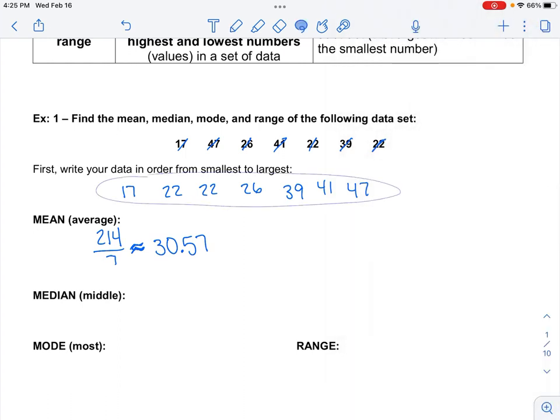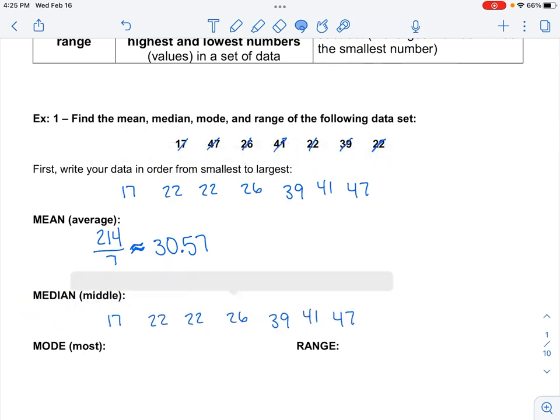For the median, we're going to use these numbers in order. Let me copy and paste them down here. And there's 2 ways you can do it. I know you can't see my fingers on the screen, but you can just cover up each number. So you'll cover up 17 and 47 at the same time. You'll cover up 22 and 41 at the same time. You'll cover up 22 and 39 at the same time. And then this one left in the middle, that is your median. It's your middle number. The second way is actually what I did on the screen, is you just mark them off in pairs from outside to inside.